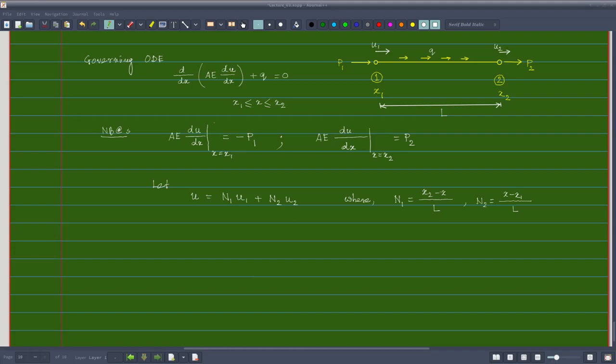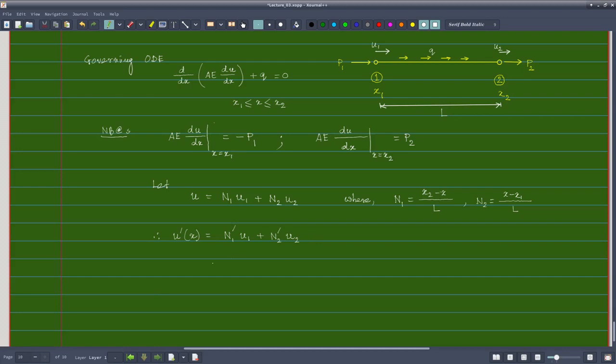differential, because I need this du dx, so let us differentiate u with respect to x, and therefore I have u dash x. U dash x is n1 dash into u1 plus n2 dash into u2, right? n1 and n2 are functions of x, that is why u dash is this.